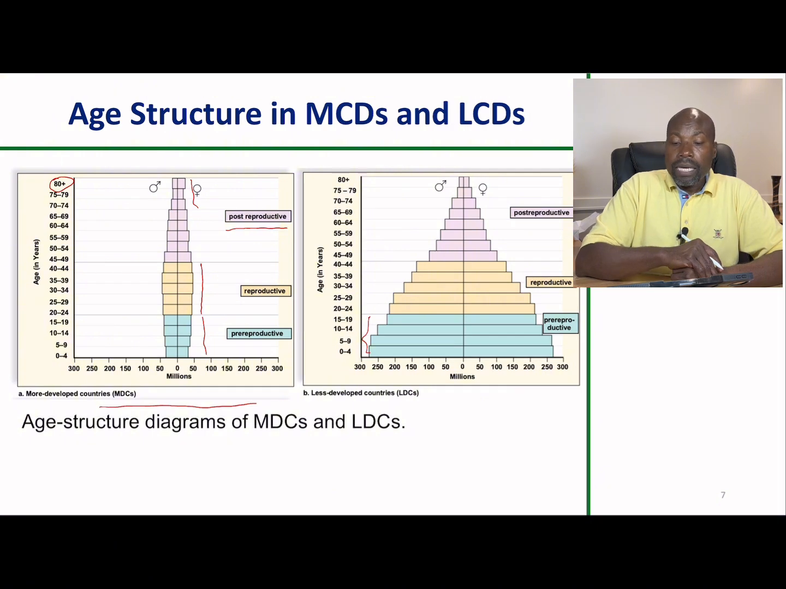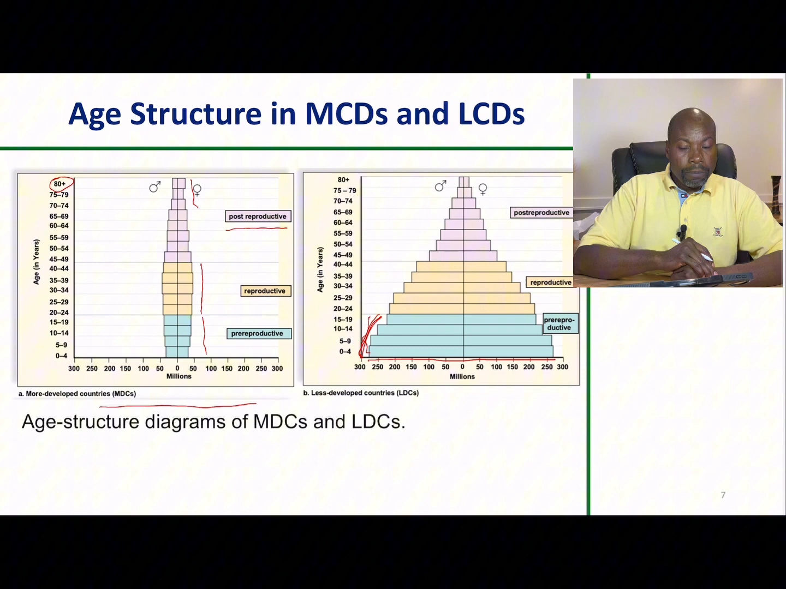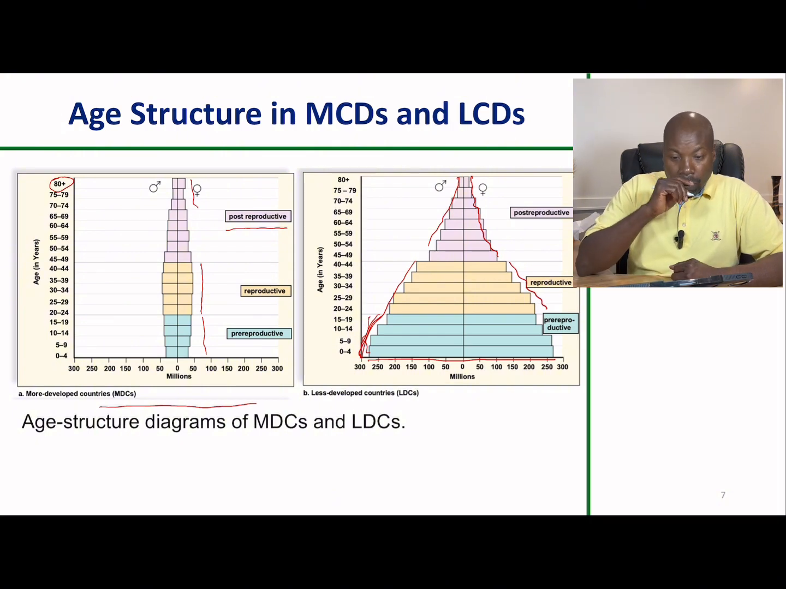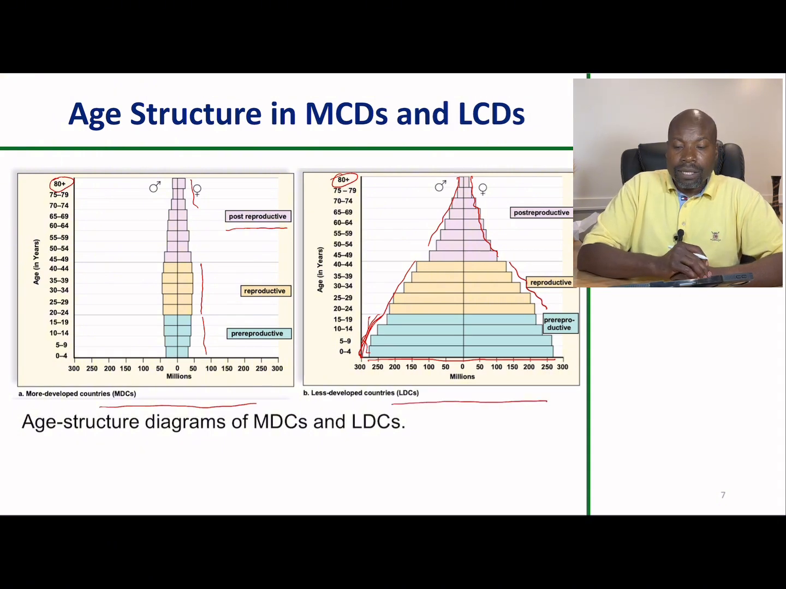Now, in less developed countries, again, the base is going to be extremely wide, which speaks to more children than adults in the population. And we can see that it's actually narrowing down as we go up. And life expectancy overall is relatively short, right? So you are going to have few people 80 plus compared to children 0 to 4 years old.